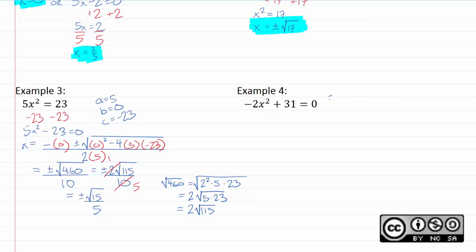With example 4, a equals negative 2, b equals 0, and c equals 31. And so we're going to do the same thing here, just the same quadratic formula. X is going to equal the negative, again b is 0, so I'll just put 0 out here. You can probably ignore that, but it's a good idea to practice writing down the entire formula just so that you'll remember it that much faster. Again, you do need to have it memorized. And for a and c, we're just going to put -2 and 31. Then we're going to divide this whole thing by 2 times -2.